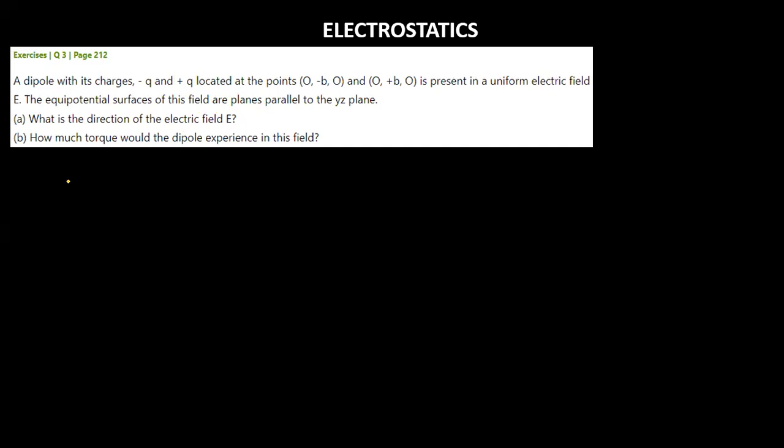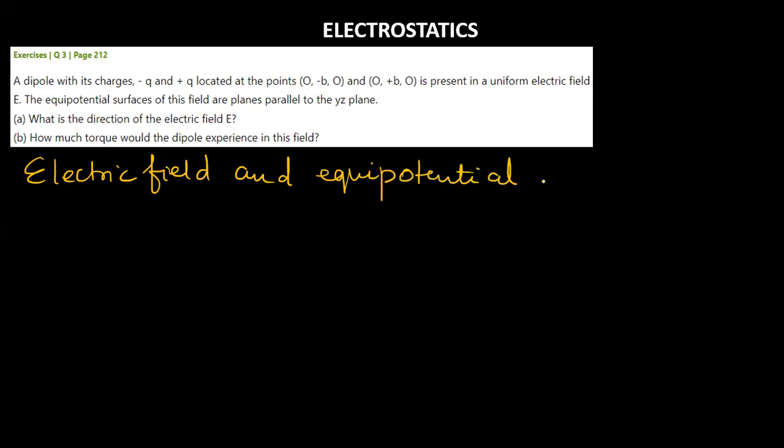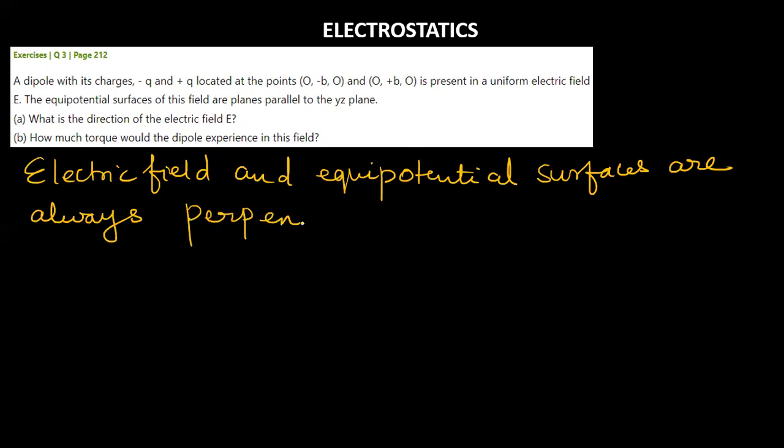we know that equipotential surfaces and electric field are perpendicular to each other, right? So the electric field direction and equipotential surfaces are always perpendicular to each other. Since they are perpendicular, and in the question the equipotential surface is in the YZ plane, the plane perpendicular to the YZ plane will be the X direction.